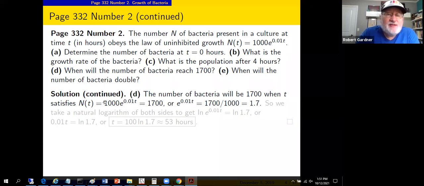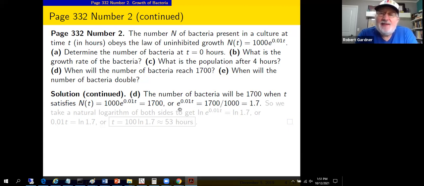So we're at the stage where we wish to solve this for t. We're trying to get t by itself. It's been our strategy throughout. So let's get the 1,000 out of the way first. Let's divide both sides of the equation by 1,000, leaving us with e to the 0.01t equals 1,700 over 1,000. Simplifies to 1.7.